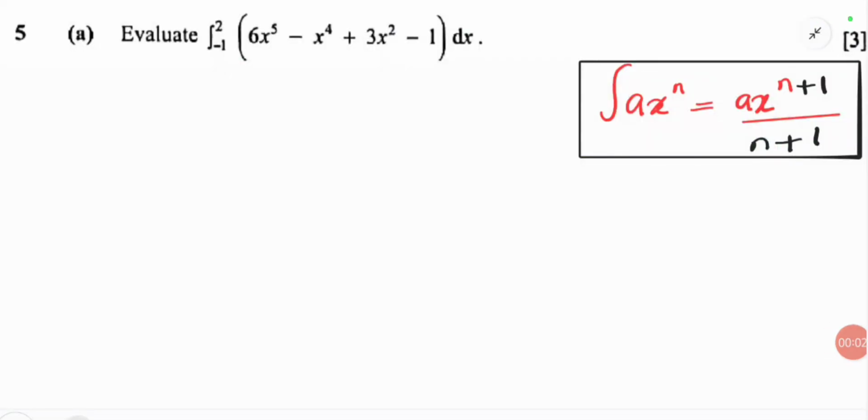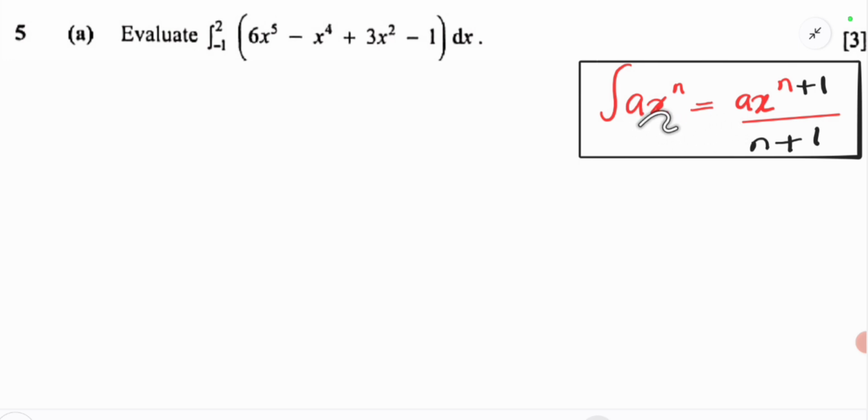Greetings. In this video, I'm going to explain how to evaluate an integral like this one, where you are given two limits, the lower limit and the upper limit. To evaluate such an integral, what you're supposed to do is understand how this rule of integration works.